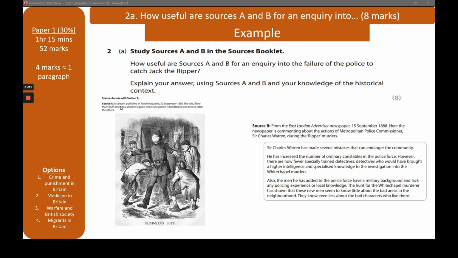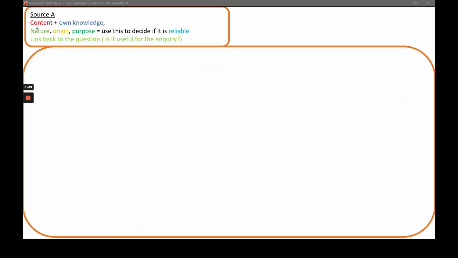And then the provenance there says, a cartoon published in Punch magazine on the 22nd of September 1888. So I know that's when Jack the Ripper was active. The title Blind Man's Buff refers to a children's game where one person is blindfolded and tries to catch the others. So here's an example for my answer.